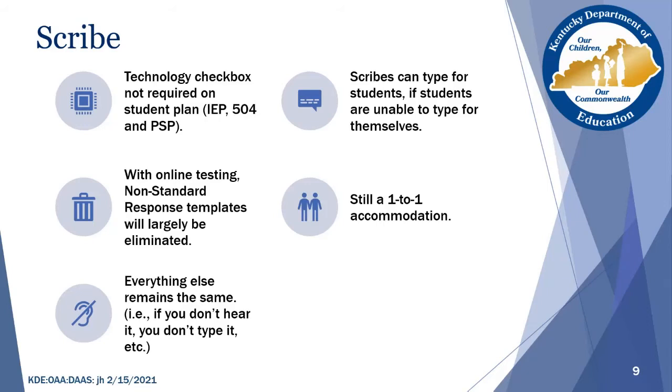We do want to reiterate that technology is no longer required to be marked on an IP. I know that was always in the past. We required that in OAA, but that's because the test was given via paper. Now that it's online, it's just assumed that you'll use technology. And remember, when scribing for a student, if you do not hear them say it or they do not direct you to type it, then it should not be added as part of that response.